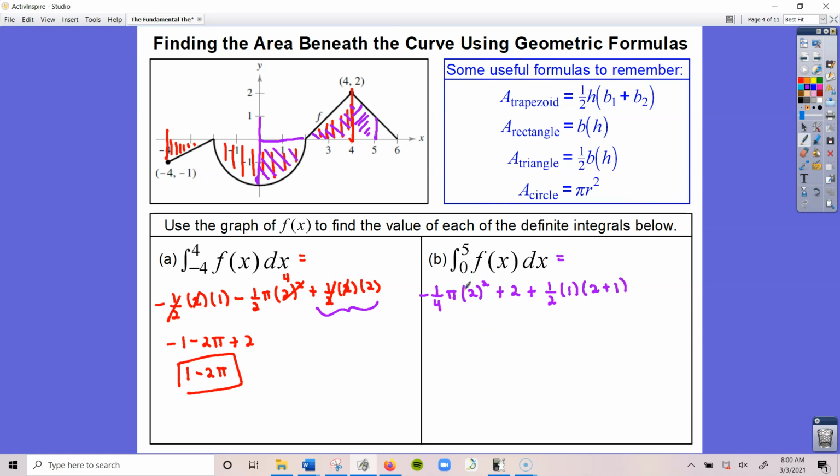So this is 2 squared is 4, and divided by 4 would give us -pi plus 2 plus, then this is 3 times 1/2, so 3/2. In order to at least combine these here, I need to put the 2 over 2. And if I put it over 2, I have to multiply the numerator by 2. So this would give me -pi plus 4/2 plus 3/2, which gives me a final answer of -pi plus 7 over 2.